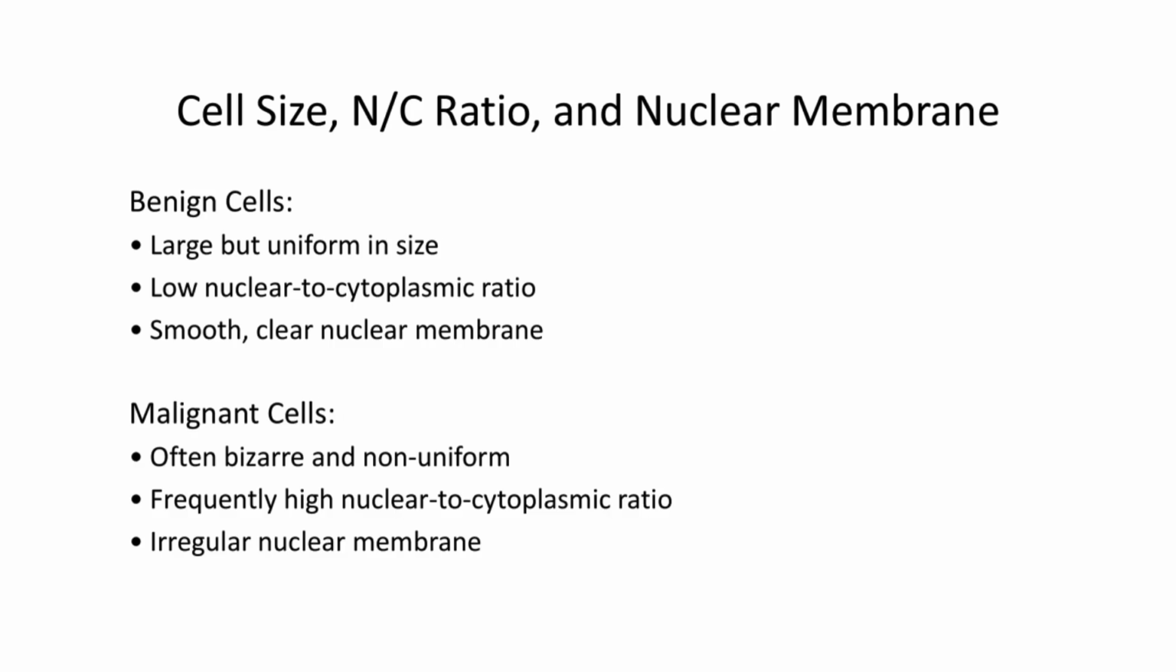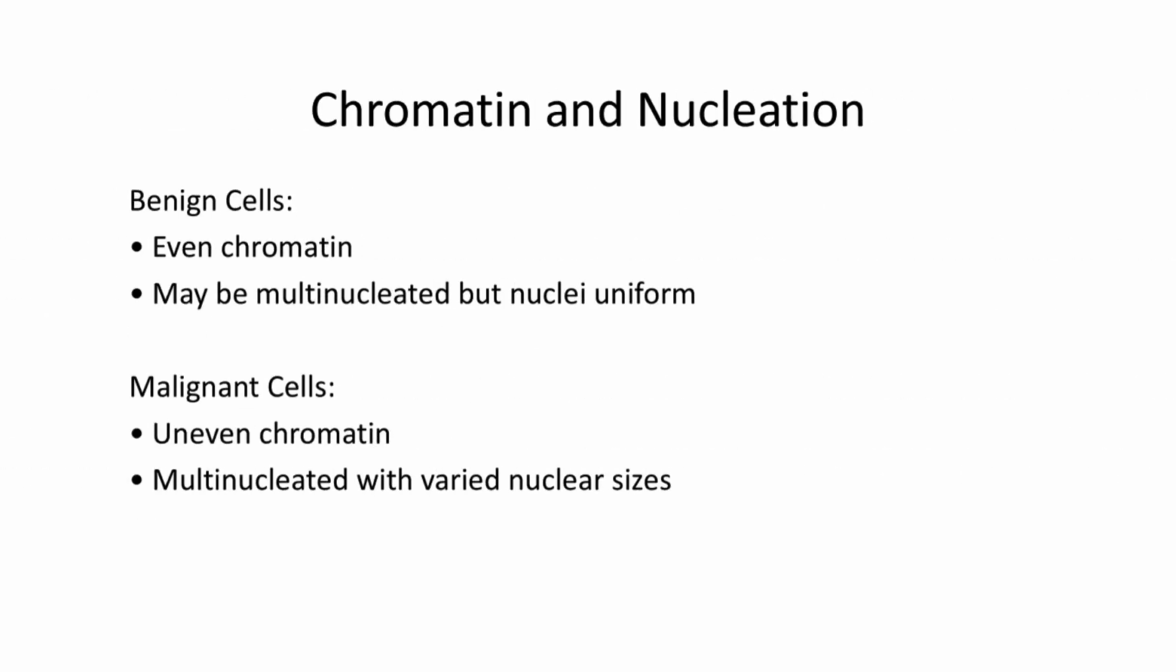Benign cells can be large, but they are generally uniform in size. They display a low nuclear to cytoplasmic ratio, and their nuclear membranes appear smooth and clear. Malignant cells are often bizarre and non-uniform. They typically have a high nuclear to cytoplasmic ratio, and their nuclear membranes are irregular. In benign cells, chromatin is evenly distributed. These cells may occasionally be multinucleated, but when they are, the nuclei are uniform.